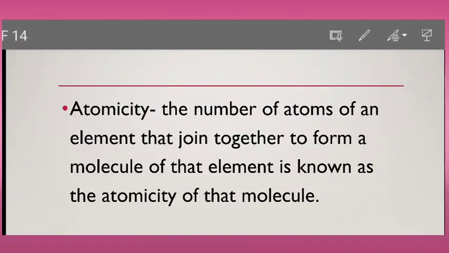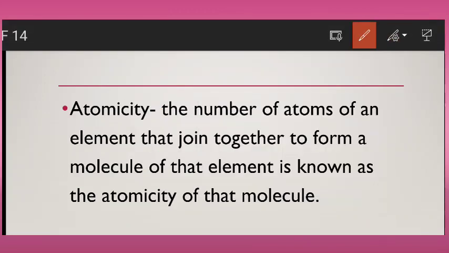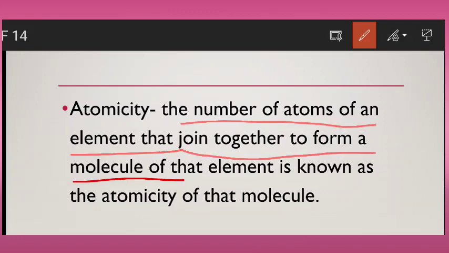Now next, atomicity. What is atomicity? The number of atoms of an element that join together to form a molecule of that element is known as atomicity of that molecule. So like we write H2. H2 means what? 2 atoms of hydrogen joined together to form one molecule of hydrogen. Clear? Whatever we write here, this is the atom, and whatever we write here, this is the molecule. So here nothing is here means 1 is here. So one molecule of hydrogen contains 2 atoms of hydrogen.